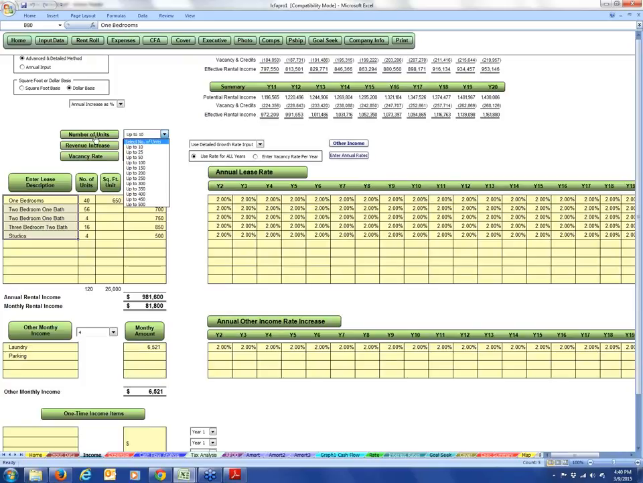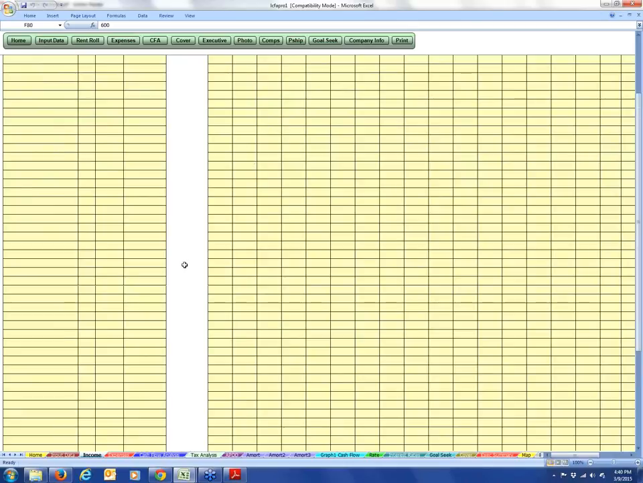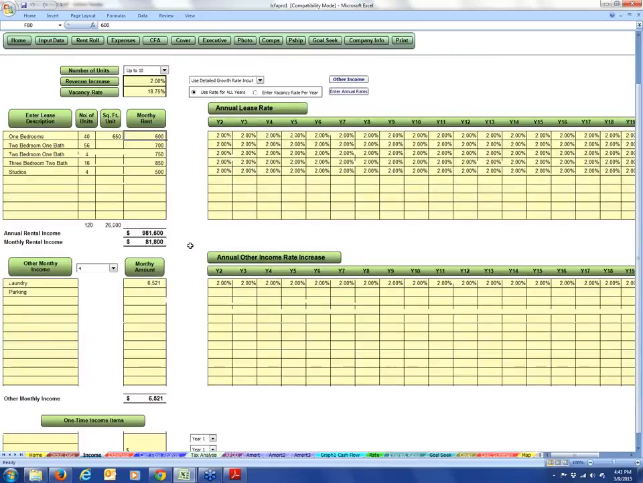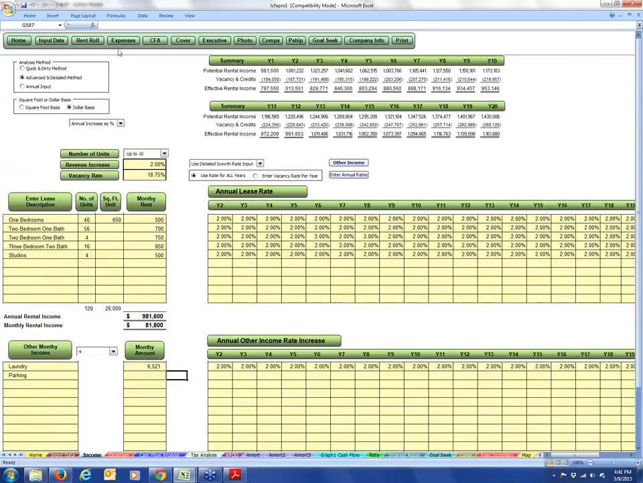It says number of units. It should be number of unit types. Because remember, this is 120, so why don't I click down here of up to 150? Because then I'd have to scroll all the way down, and that's not what this block is meant to do. So I just clean it up and keep it right there. Here I clean it up at 4, and that should come back up. Okay, so the income's done.